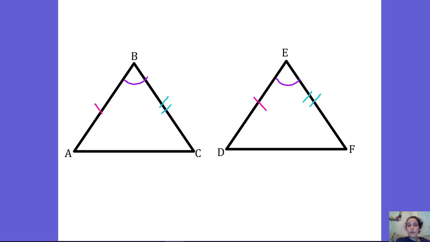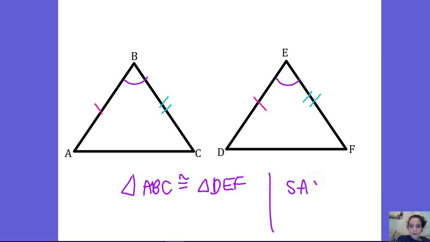We only know three things. Three pairs of corresponding things are congruent. Two pairs of sides and one pair of angles, but that's enough for us to say that triangle ABC is congruent to triangle DEF by side, angle, side. Okay, so now that we know that these two triangles are congruent, we've taken that shortcut.